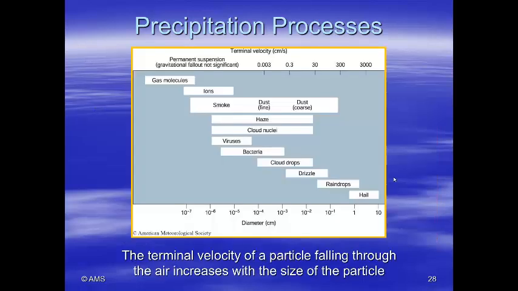Here shows the terminal velocity of some particles falling through the air with the size of the particle. So notice that as the diameter increases, we're getting larger and larger. For hail, we can hit up to about 10 centimeters. And the speed increases, the terminal velocity, and the terminal velocity is shown in centimeters per second.